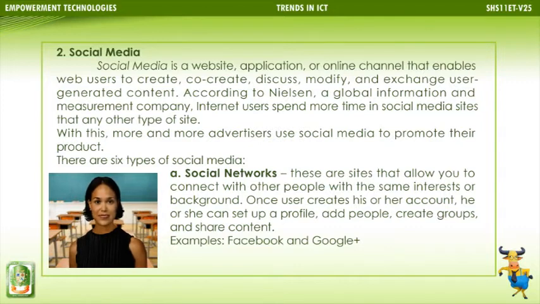There are six types of social media. A. Social networks. These are sites that allow you to connect with other people with the same interests or background. Once a user creates his or her account, he or she can set up a profile, add people, create groups, and share content. Examples: Facebook and Google Plus.